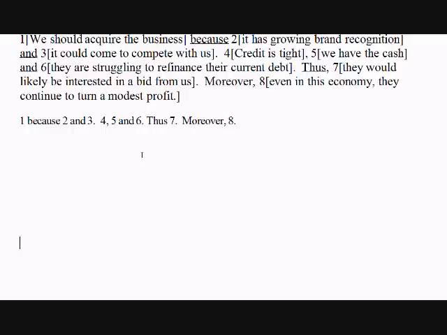Well, we know that the conclusion is claim number 1, so we can place at the bottom of our diagram the number 1. Reasons for number 1 include 2 and 3. Now, we see that 4, 5, and 6 are used as claims which lead to 7. Credit is tight, we have the cash, and they are struggling to refinance their debt. Thus, they would likely be interested in a bid from us. So 4, 5, and 6 work together to yield 7.